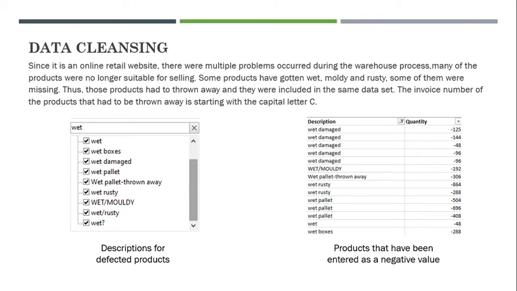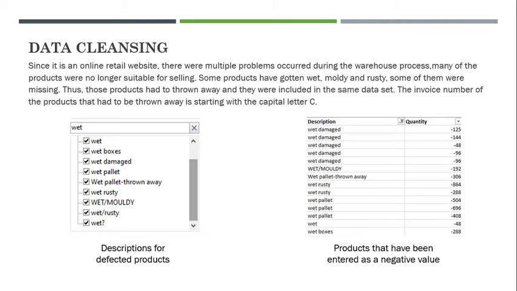So we had to cleanse the data in order to achieve accurate results. Since it's an online retail website, there were multiple problems that occurred during the warehouse process. Many of the products were no longer suitable for selling. Some products had gotten wet, moldy, and rusty, and some of them were missing. Thus, those products had to be thrown away, and they were included in the same dataset, entered as a negative value. The invoice number of the products that had to be thrown away starts with the capital letter C.